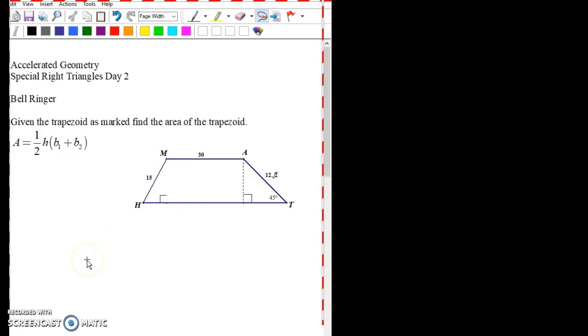Let's start with the bell ringer. It wants me to find the area of this trapezoid. So it tells me that it's 1/2 the height, base 1 plus base 2. So I happen to have right here a 45, 45, 90 triangle. And if you remember, on Friday, we learned all about a 45, 45, 90 triangle. You can draw a similar 45, 45, 90 triangle. And we discovered that the legs were x and the hypotenuse was x square root of 2.